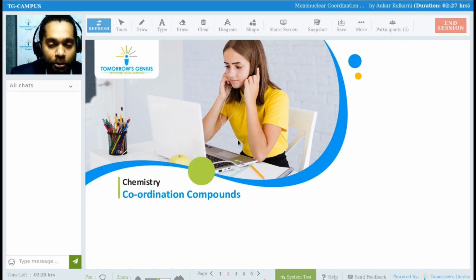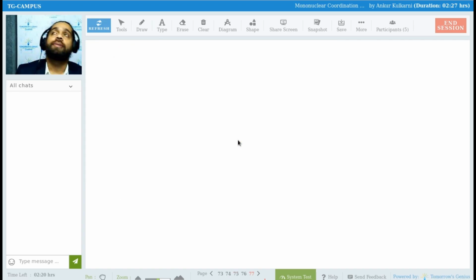In the coordination compound chapter, you will study about coordination compounds. Now, what are these? You have two types of compound. One is called a double salt. One is called a coordination compound. Coordination compounds are complex compounds. Your double salt is also a complex compound, and a coordination compound is also a complex compound. So what is the difference between a double salt and a coordination compound?